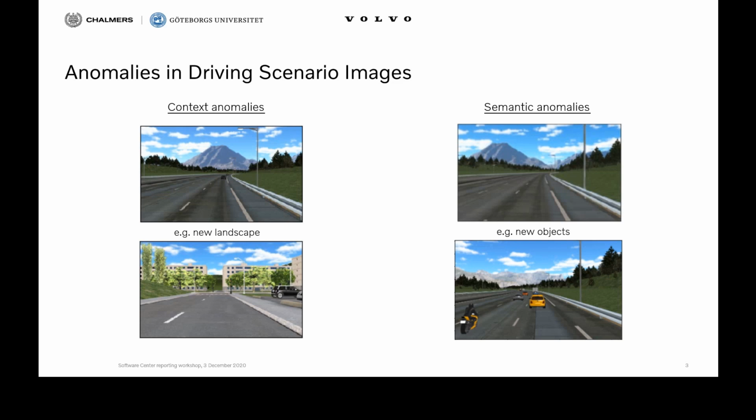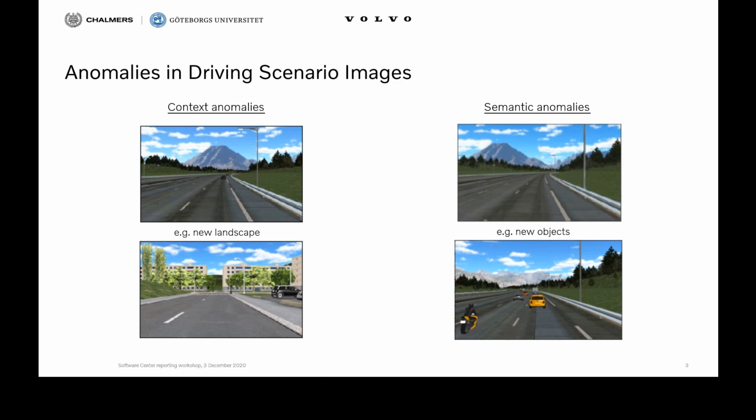On the right side, you can see an example of the second group of anomalies in driving scenario images, which are called semantic anomalies. Semantic anomalies are about some particular information presented in the image or scenario. For example, new objects can be considered anomalies. If during training we were driving around empty highways, an imaginary situation, but let's imagine it without any vehicles, and then we use this deep learning model on highways with vehicles, then it will obviously not detect cars for us. In this case, the new object type, which is vehicle, is considered a semantic anomaly.